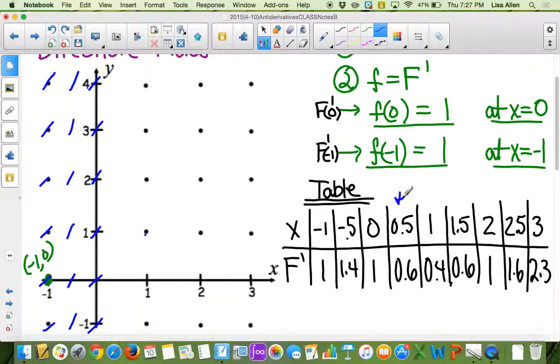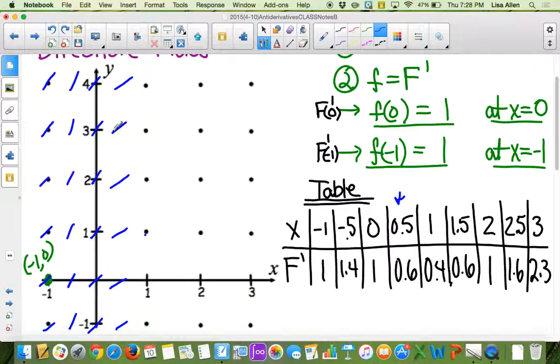At 0.5, the slope is 0.6. Remember, 0.6 is 6/10, a little more than a half. If we go from -1, a rise of 1 and a run of 2, that would be a slope of 0.5. So I'm going to make it pretty similar to that. From here, I'm going to shoot to 2.5, like that, like that, and like that. This one looks a little bit too steep, so I'm going to make it a little less steep. Okay, so we have those in.